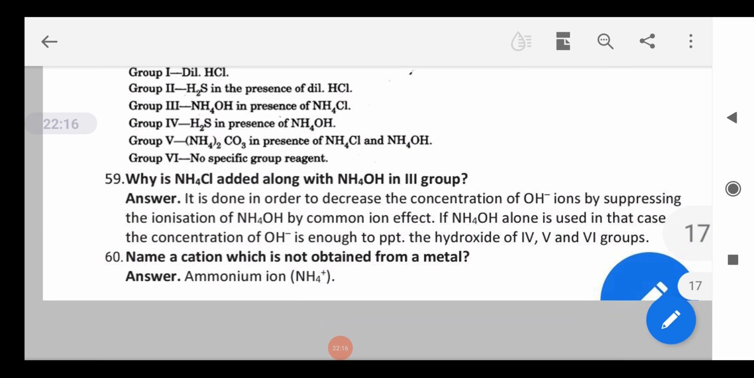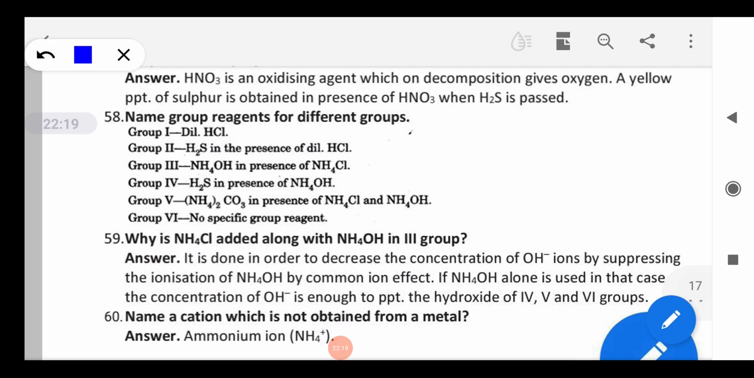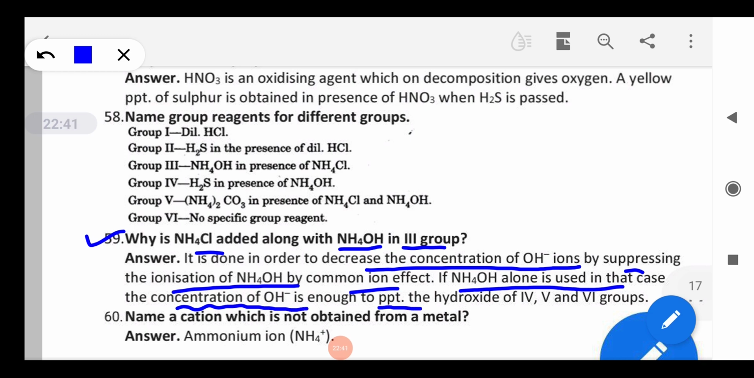Now, question number 59. Why is ammonium chloride added along with ammonium hydroxide in group number 3? It is done to decrease the concentration of hydroxide ion by suppressing the ionization of ammonium hydroxide by common ion effect. If ammonium hydroxide alone is used, means you are not using the ammonium chloride, then the concentration of hydroxide ion can easily cause the precipitation of hydroxides of group number 4, 5 and 6. Then if it happens, you cannot do the group testing for the cations which are present in group number 4, 5 and 6. Getting it?